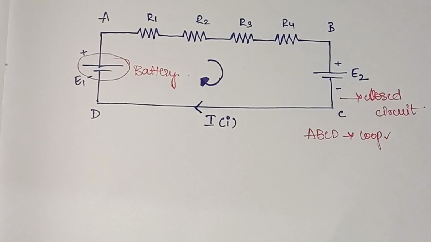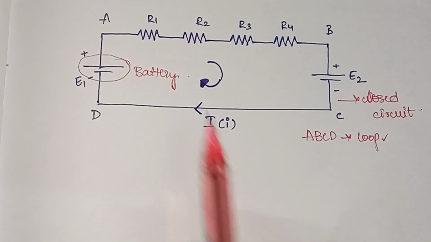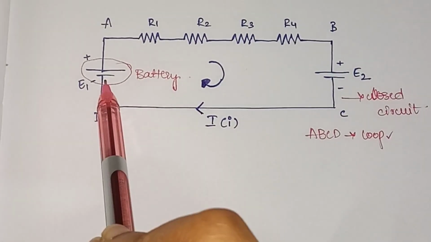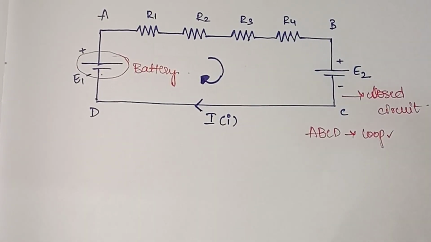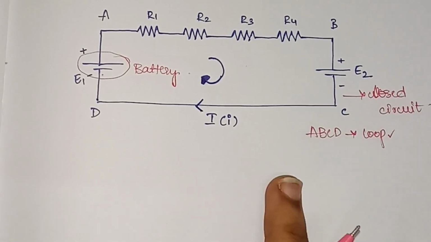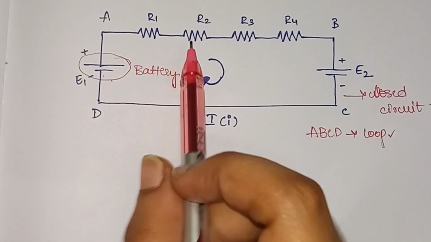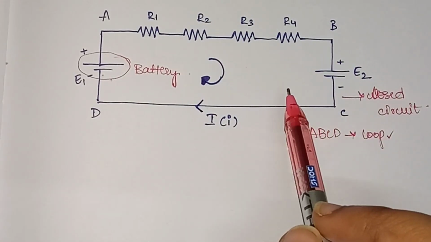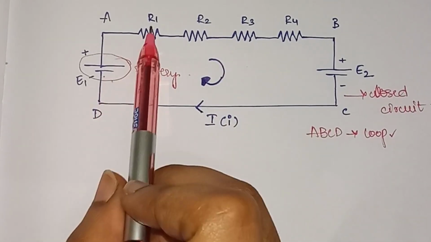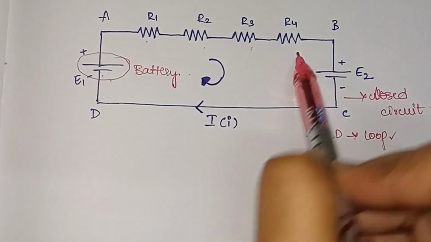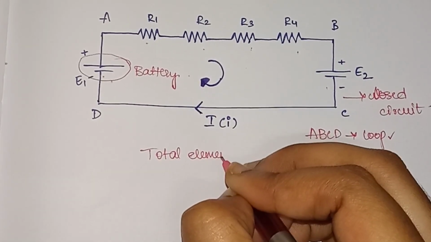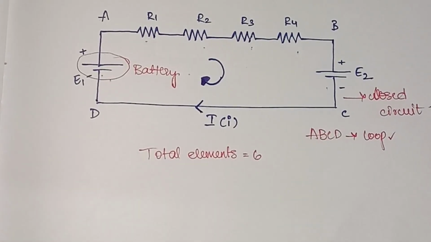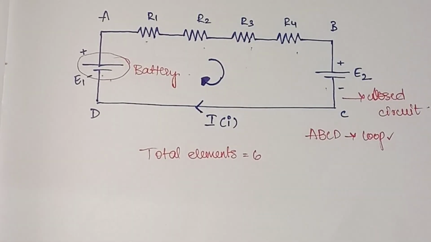Now what is happening here, we are having totally... See, I told you that a closed circuit consists of several elements. It might be a battery, it might be a resistor. For example, in this particular case we have two batteries and 4 resistors. So how many elements do we have in this closed circuit? 1, 2, 3, 4, 5, 6. So totally we have 6 elements. Clear?